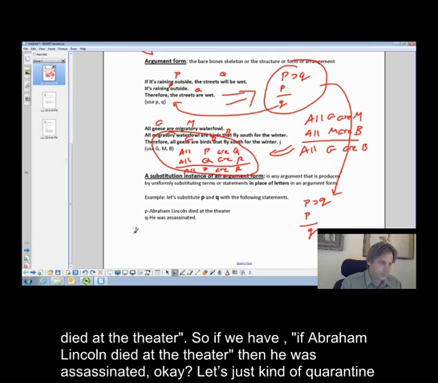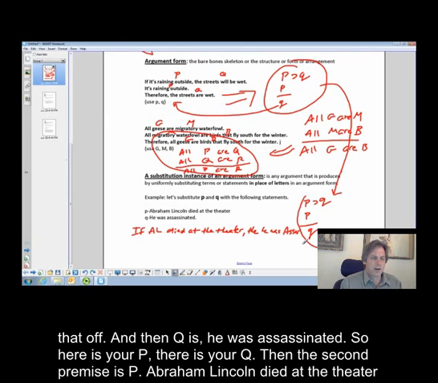So if Abraham Lincoln died at the theater, then he was assassinated. Okay, let's just kind of quarantine that off. And then Q is he was assassinated. So here's your P, there's your Q.